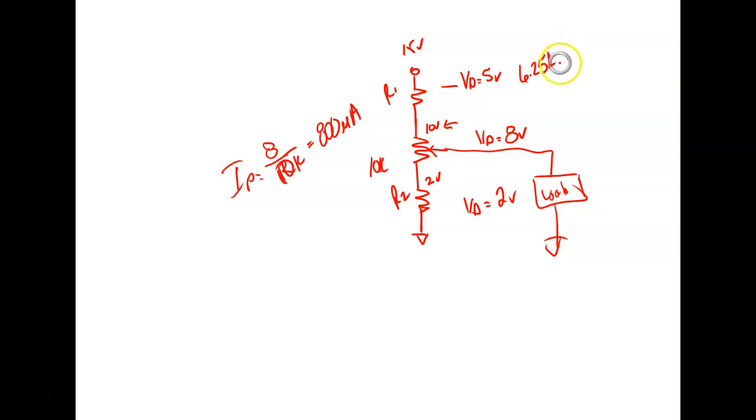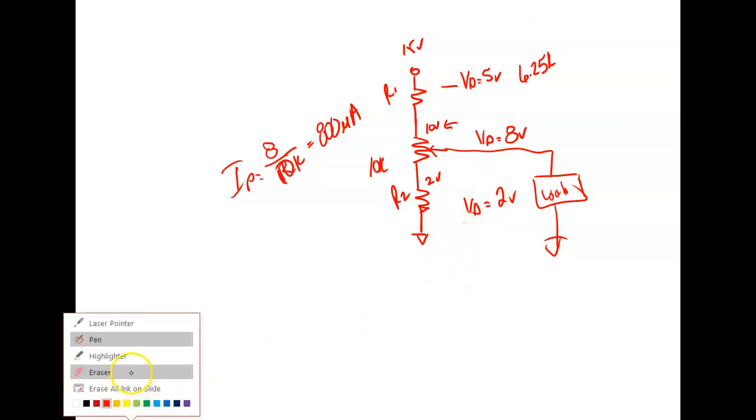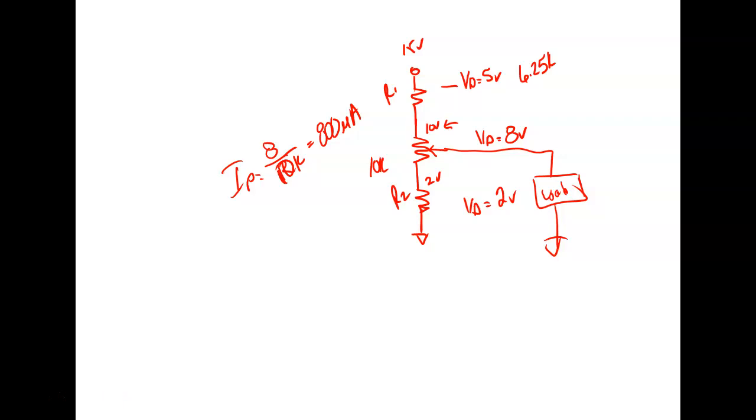6.25K, is everybody okay there? And then what would the bottom one be? What's the size of the bottom one? R2. One thing you're going to have to do is mute your microphone until you're ready to talk, right? And why is that? We'll get feedback, yeah. What's R2? Two volts, 800 microamps. R is equal to V over I. What size is it?